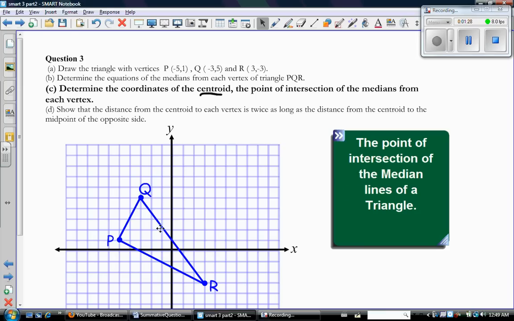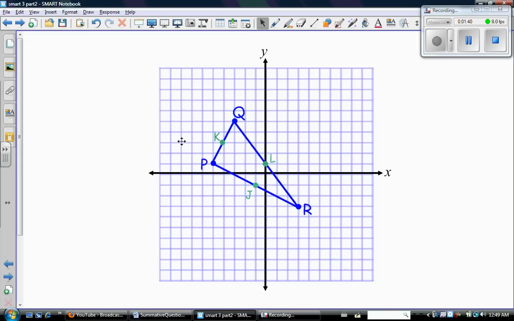So again, every triangle has 3 median lines. And those median lines are supposed to all intersect at the same point. And that point, we give it the name centroid. So let's look a little closer at this triangle. So for example, we found the median line from Q to J, and it looks like this.